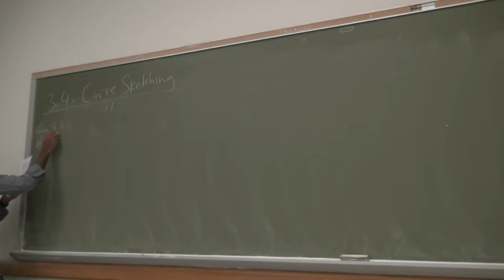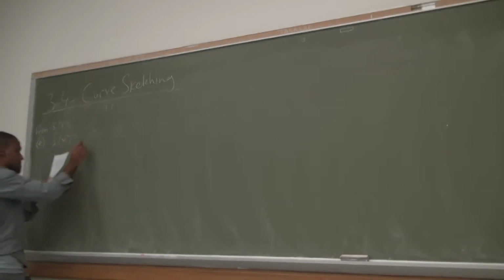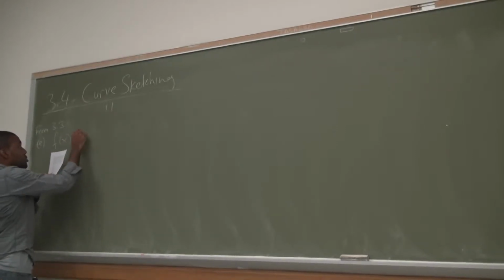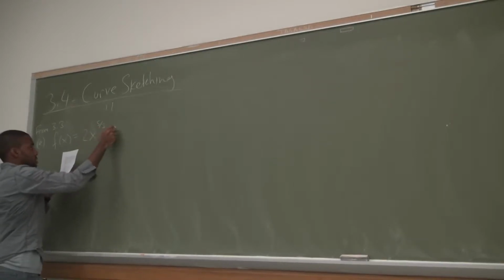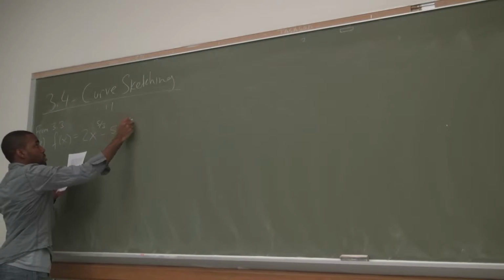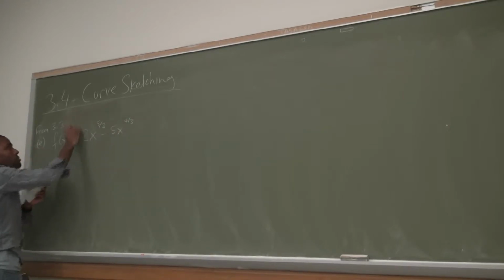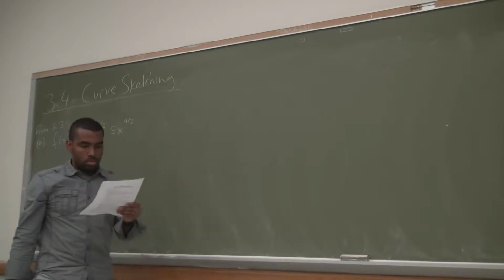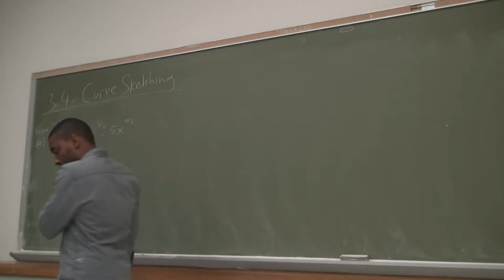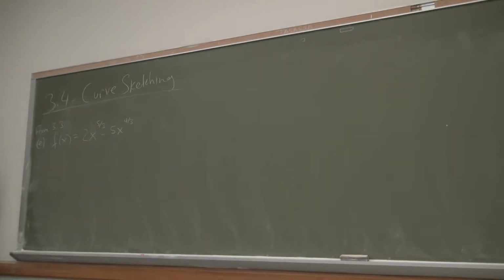So the problem is to graph this function. Find all the things you need to graph it. y equals 2x to the 5/3 minus 5x to the 4/3. All right, what's the first thing we do? Domain. What's the domain of this function? Everything.